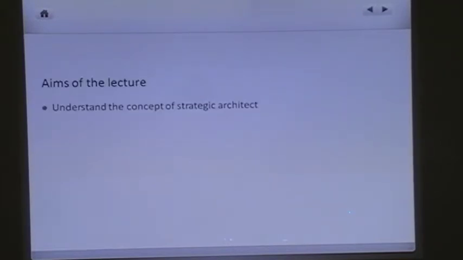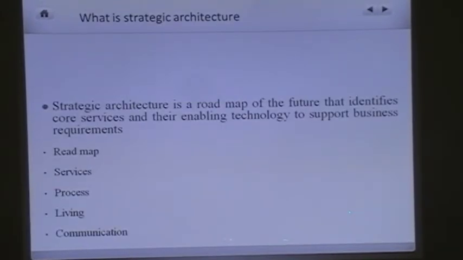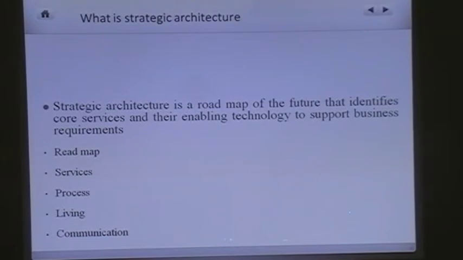Let's understand business architecture. The aim of these few slides that we are looking at is to understand the strategic architecture and who are the people involved in creating the strategy. What is strategic architecture? Strategic architecture is a roadmap of the future that identifies core services and their enabling technology to support business requirements. And an architecture consists of key things like a roadmap in terms of services.